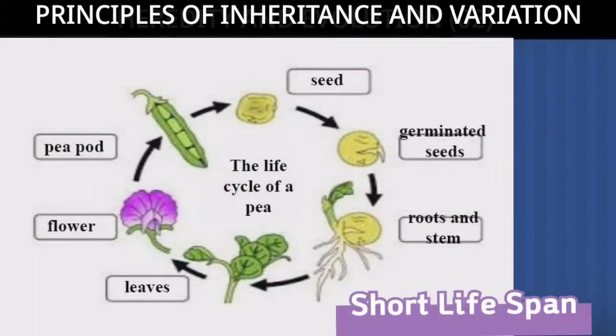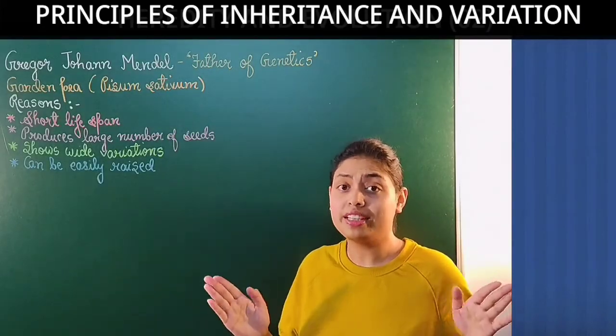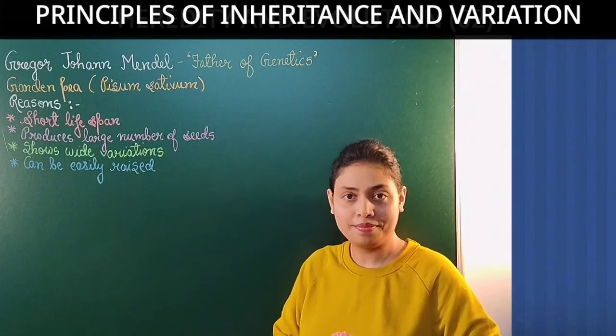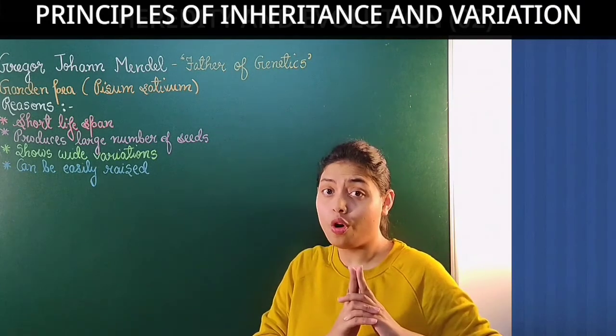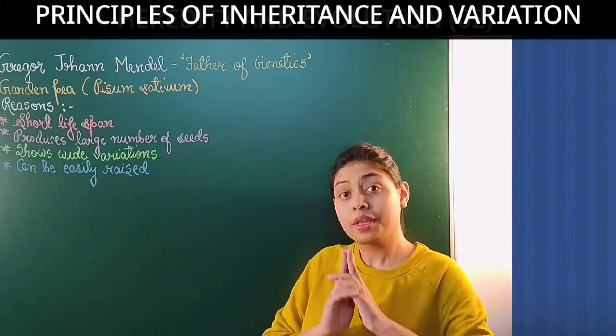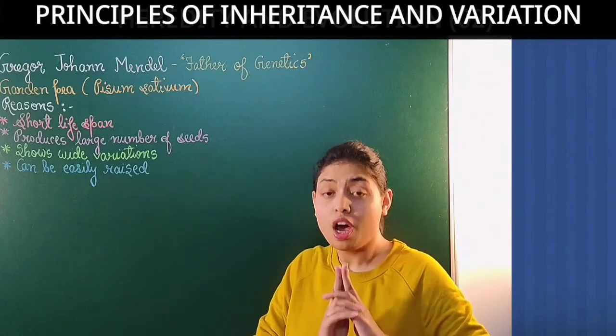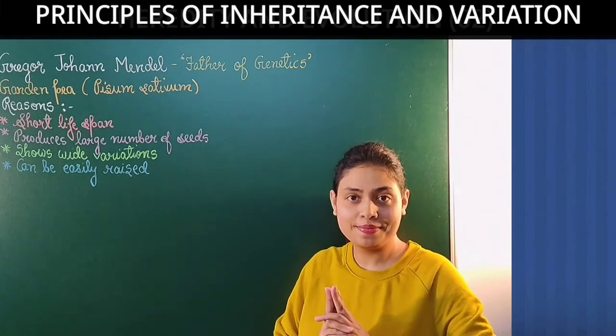The first reason why Mendel chose the pea plant was its short lifespan, so that he could study several generations in a short span of time. The second reason for selecting the pea plant was that it produces a large number of seeds in one generation. The pea plant also shows wide variation, which can be easily seen.